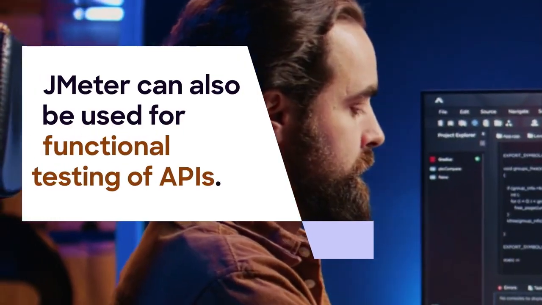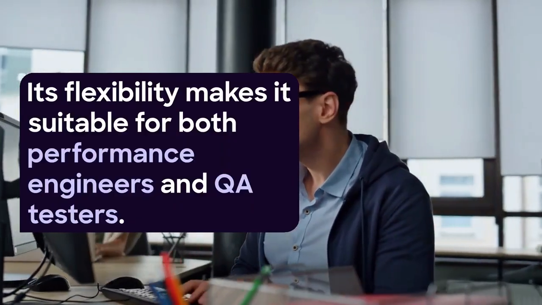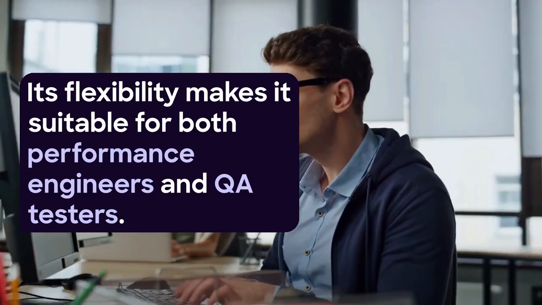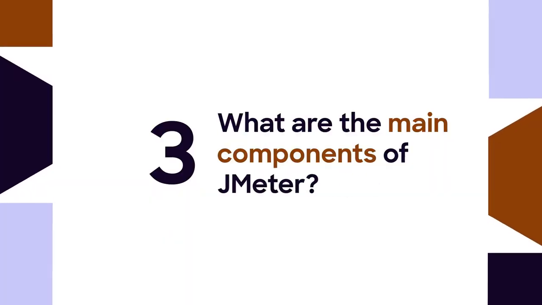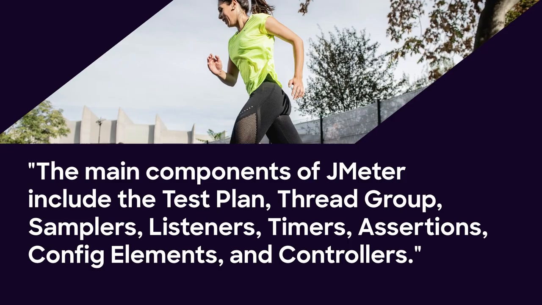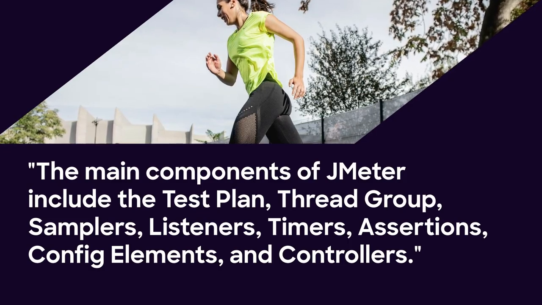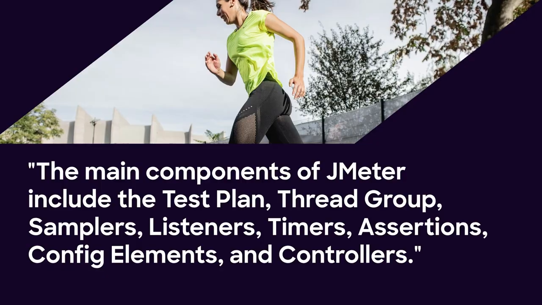JMeter can also be used for functional testing of APIs. Its flexibility makes it suitable for both performance engineers and QA testers. 3. What are the main components of JMeter? The main components of JMeter include the test plan, thread group, samplers, listeners, timers, assertions, config elements, and controllers.